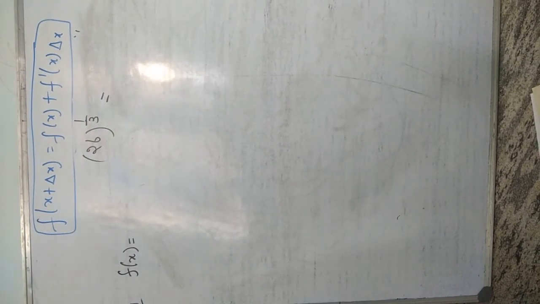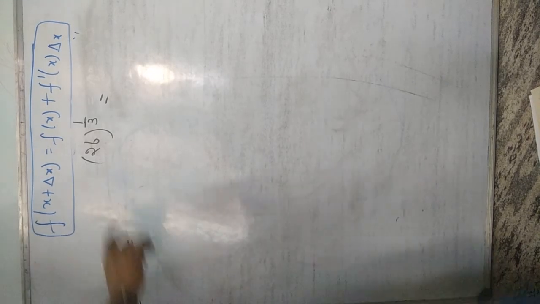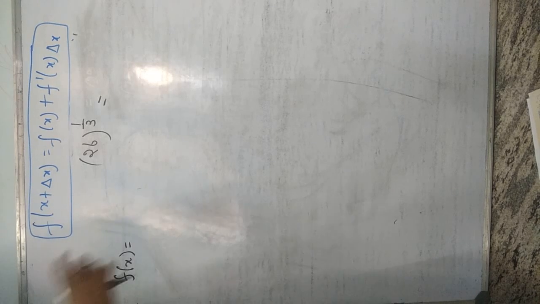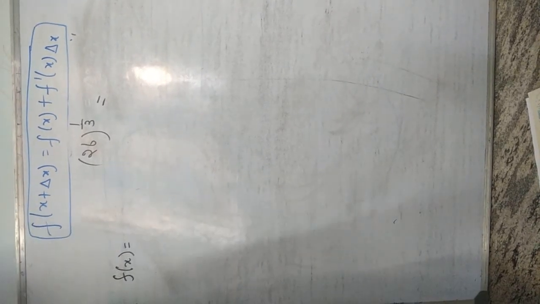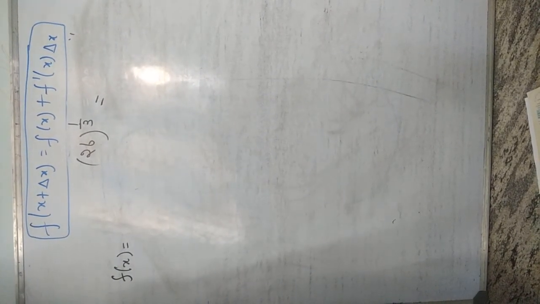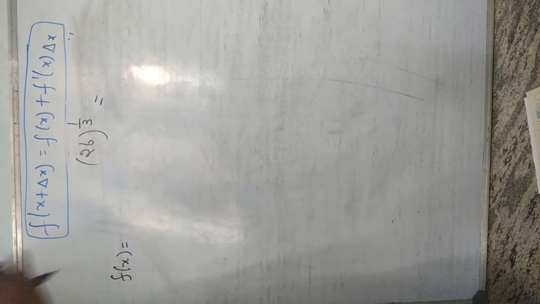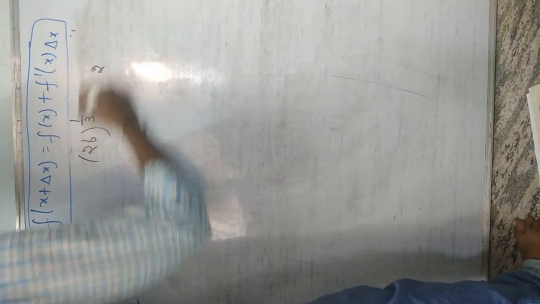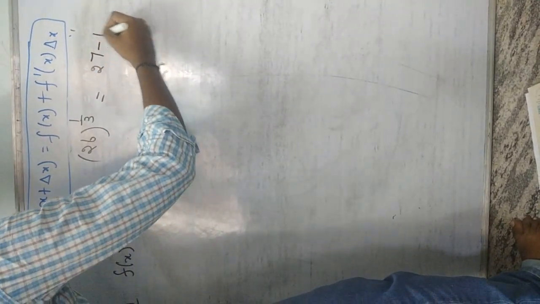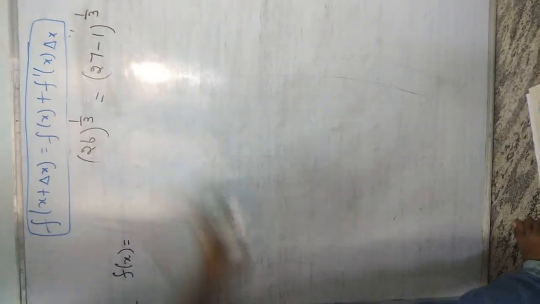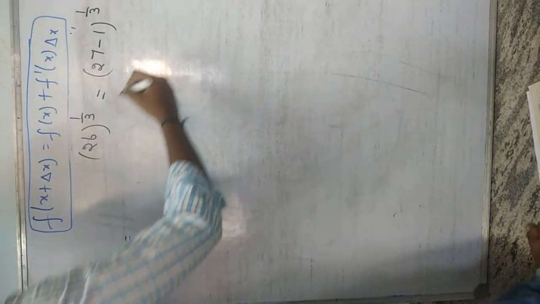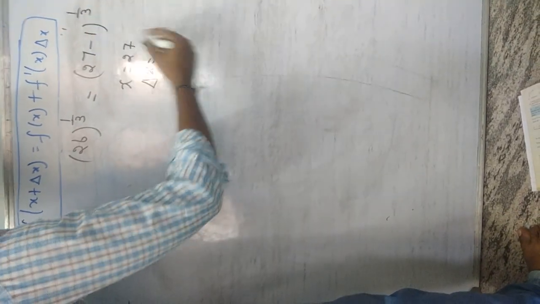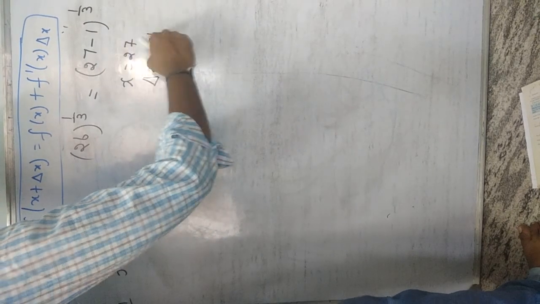Which number, if you multiply three times, gives nearest to 26? So 2 into 2 into 2 gives 8. I need to get nearest to 26. 4 into 4 into 4 I'll get 64, but that is not nearest to 26. 3 into 3 into 3, 27 came. So this can be written as 27 minus 1 power 1 by 3. So x equal to 27, delta x equal to minus 1. Please note it down, minus 1.